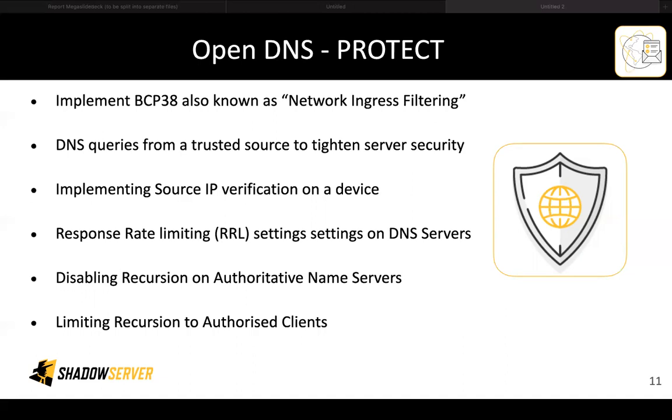Take DNS queries from a trusted source to tighten service security. Implement source IP verification on the device in support of BCP 38. Implement response rate limiting, RRL, settings on DNS servers. This is seen as a way to combat reflection attacks, where spoofed packets are bounced off DNS services to attack a target, and hopefully rate limits can stop the high volume query streams. Disable recursion on authoritative name servers, and limit recursion only to authorized clients.